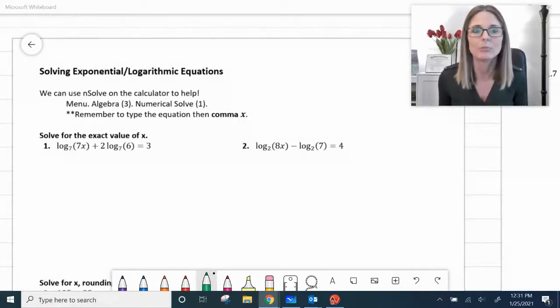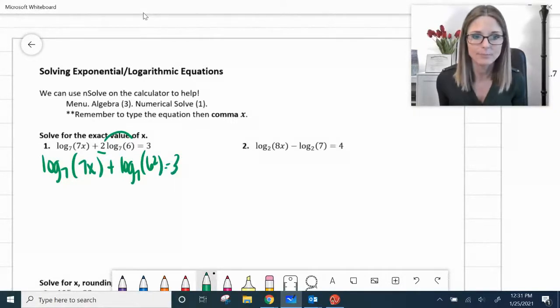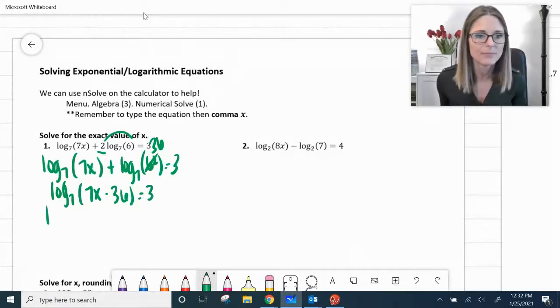We're going to use some of those logarithm rules from the last lesson about how to condense this. Notice on number one, our logarithms both have bases of 7. So on this second one, you've got that 2. I'm going to move that to my exponent. So I'll have logarithm base 7 of 7x plus logarithm base 7 of 6 squared equals 3. Then I can also combine them into a multiplication, 6 squared being 36. So log base 7 of 7x times 36 equals 3.